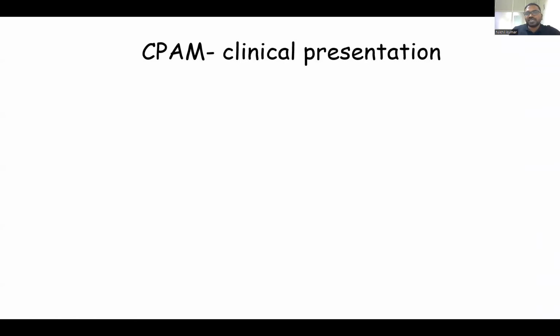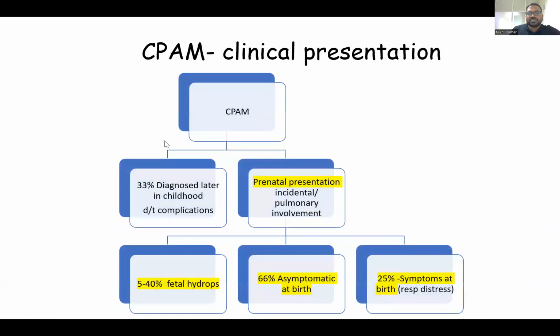Now coming to the CPAM clinical presentation. 33% are diagnosed later in childhood due to complications. In prenatal presentation, fetal hydrops can be there in 5 to 40% of cases, and 66% are asymptomatic at birth, and 25% may develop symptoms at birth, like respiratory distress.